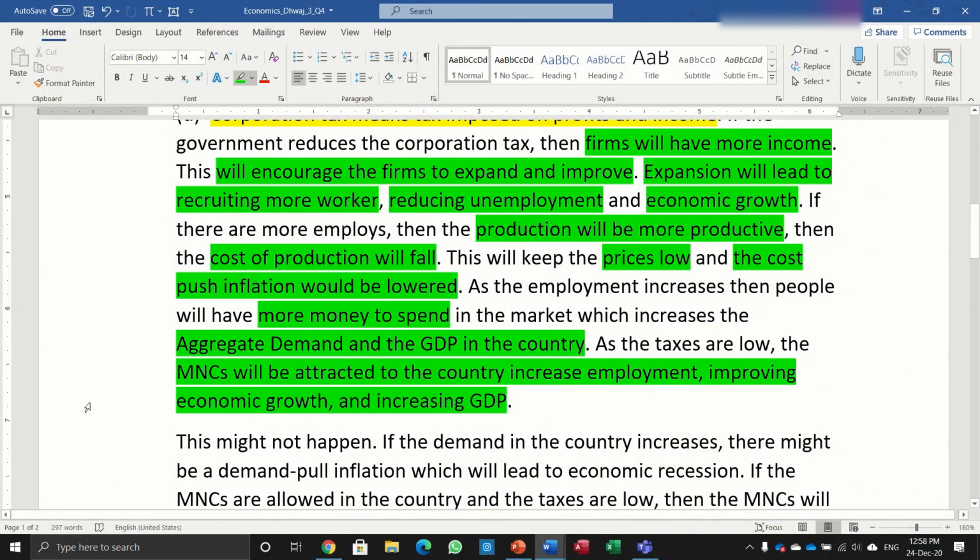So look at this format of the question that I've written. It's moving from micro to macro economics. I've written about the firms, then I've talked about how it will benefit the country, and I've also talked about it at an international level.